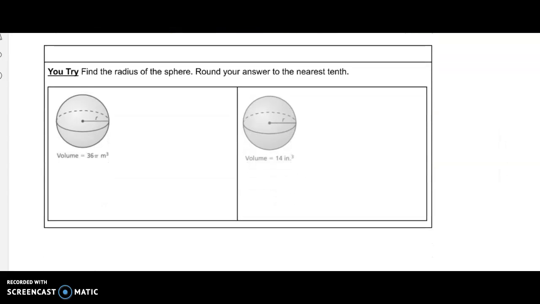So I want you to pause it, try the two problems, and then when you're ready, check your answers with mine by hitting play.